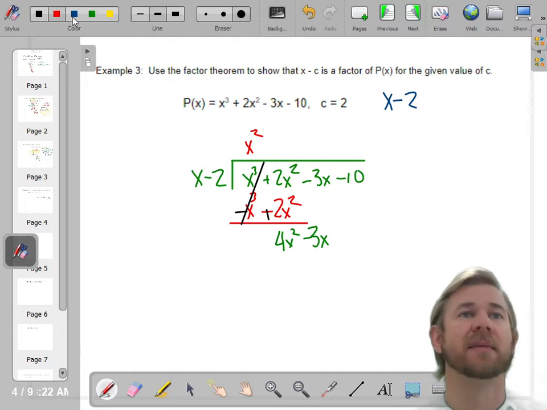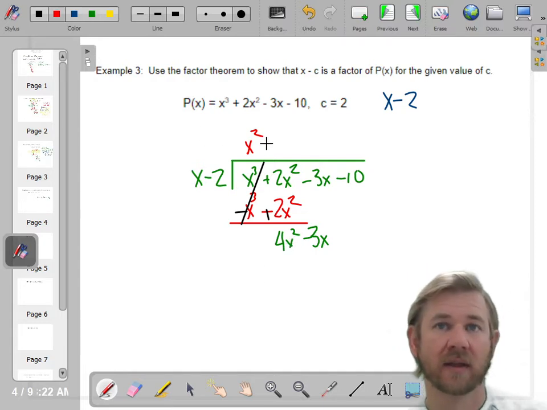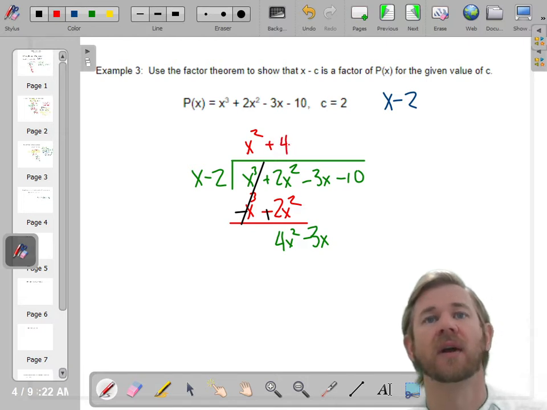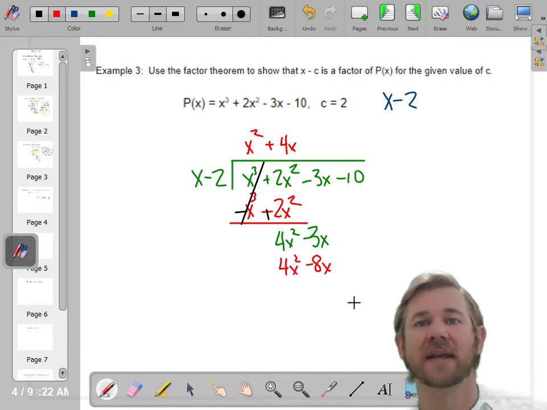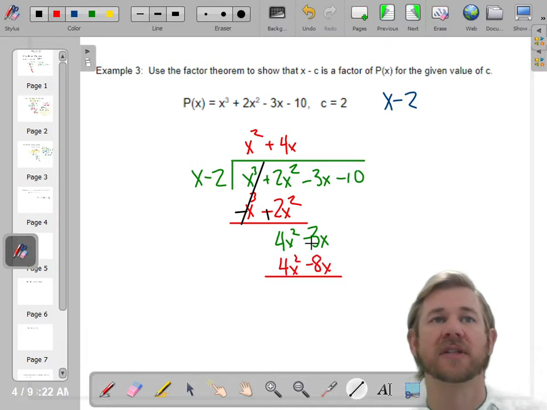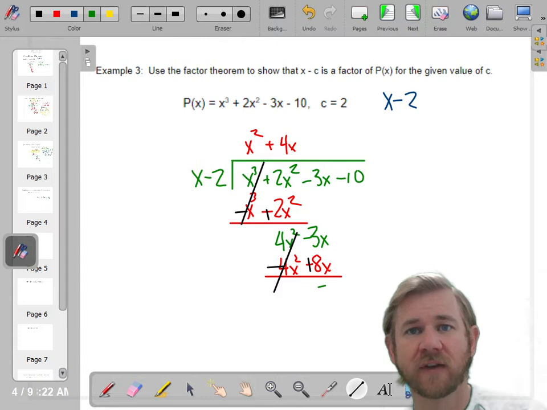And now we play the same game. x times what gives you 4x squared? That would be 4x. So I distribute a 4x. Now I have 4x squared minus 8x. Make sure you flip your signs. So now it's minus plus. 8 minus 3 is 5x.